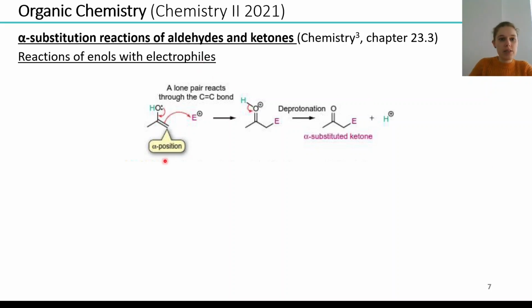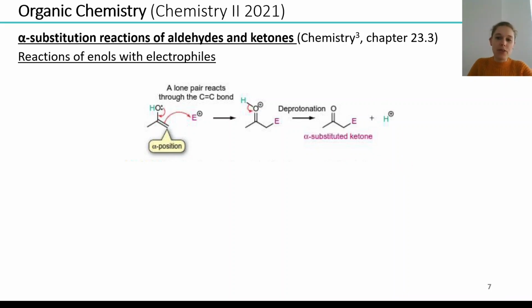You can see this here. So we start with the enol, and then the lone pair of the oxygen goes down, and hereby the nucleophilic attack is conducted by the carbon-carbon double bond. In the subsequent step, the positively charged oxygen atom of this intermediate gets deprotonated, and hereby the alpha substituted ketone is formed and a proton is released.